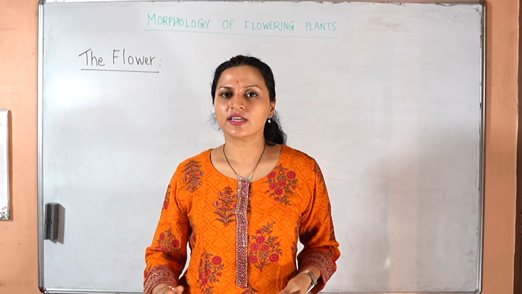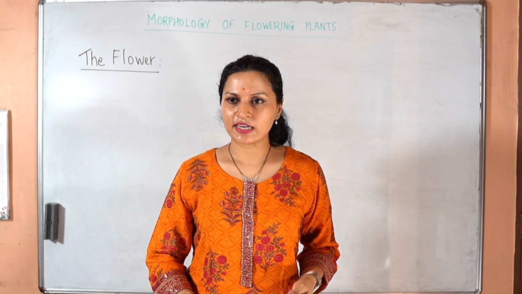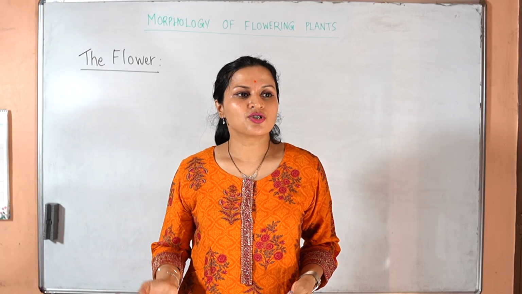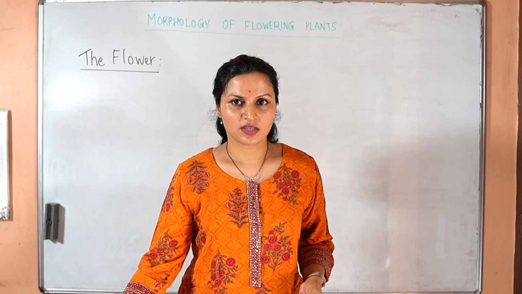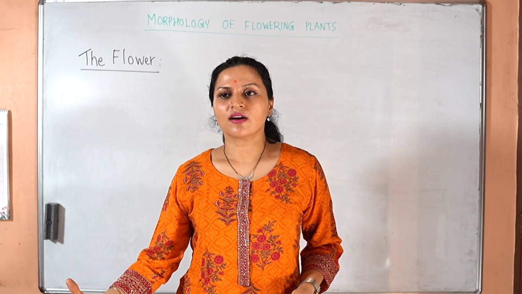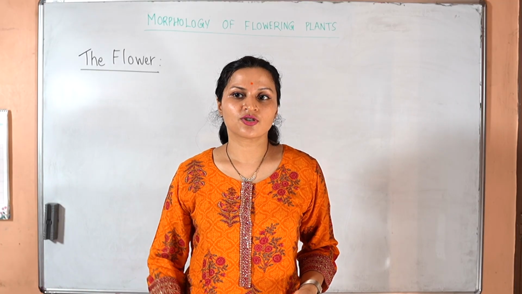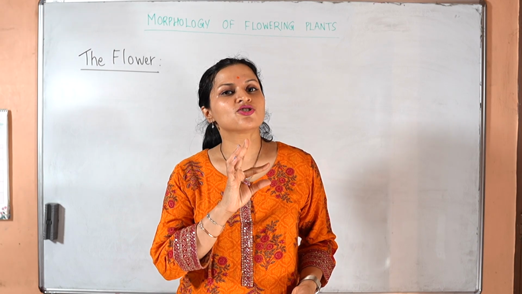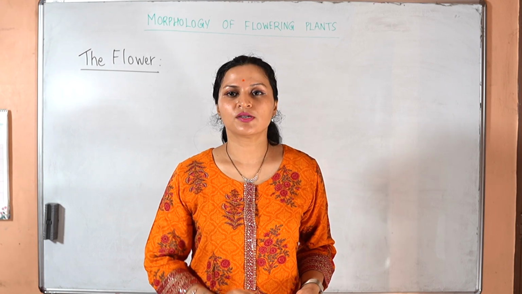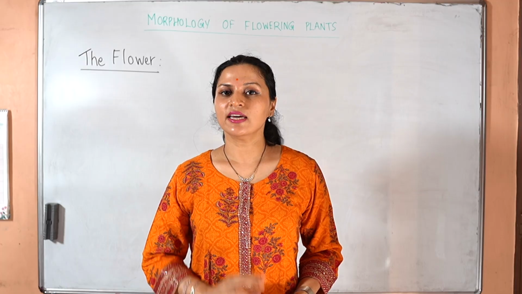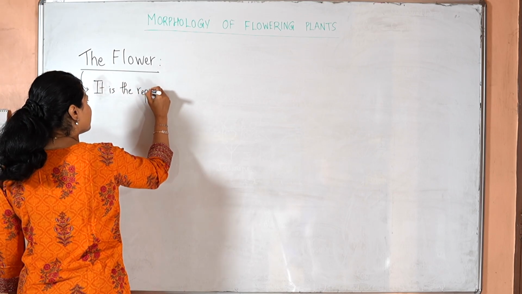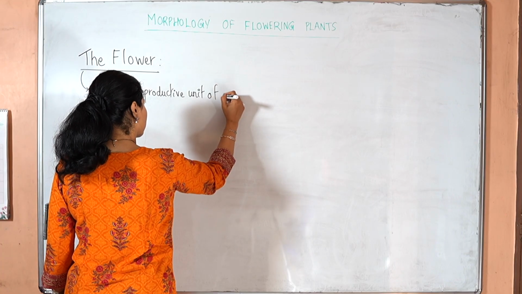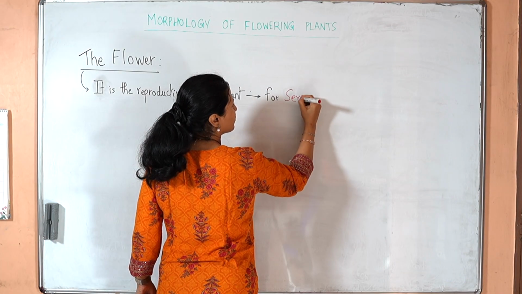In the course of learning the morphology of the root, shoot and leaves, you learned how the roots, shoot and leaves can also be modified for vegetative propagation. But vegetative propagation is a means of asexual reproduction in plants, whereas the formation of a flower is for the purpose of sexual reproduction in plants. Flower, it is the reproductive unit of the plant. It is for sexual reproduction.